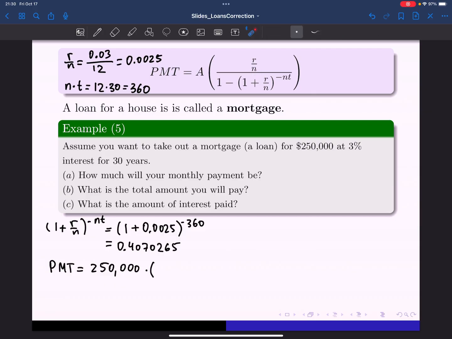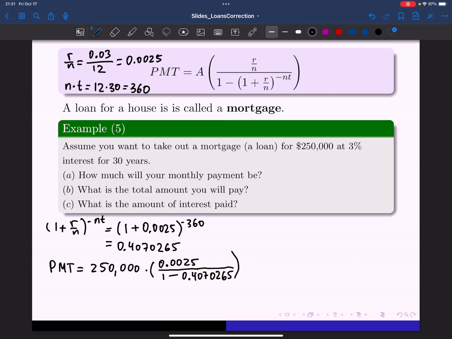R over N is this amount. So we have 0.0025 divided by 1 minus, and this part we already calculated, 1 minus this part we have right here. So we're going to have 0.407025. Usually keep six digits or more until the last answer. Then we can round it to the whole cents to avoid rounding errors.